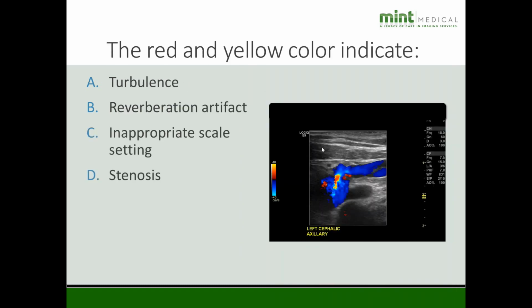The red and yellow color here indicate turbulence, reverberation artifact, inappropriate scale setting, or stenosis. We're going to call this turbulence. We don't know much about the peak frequencies above or below, so we can't say anything about stenosis.